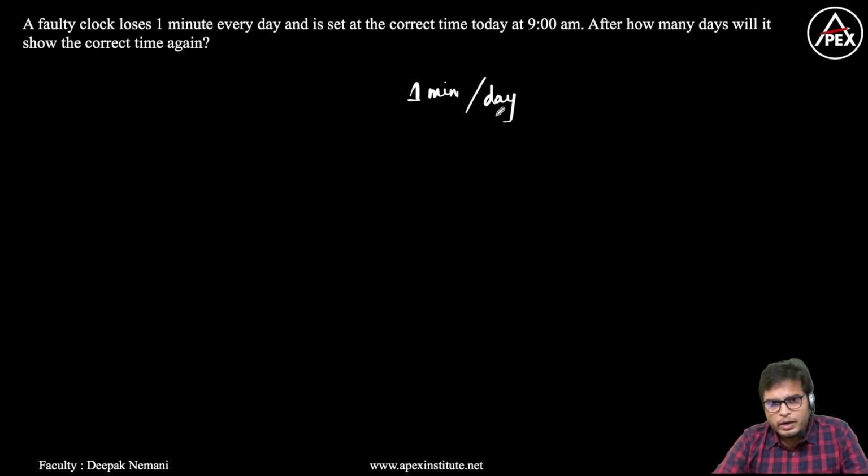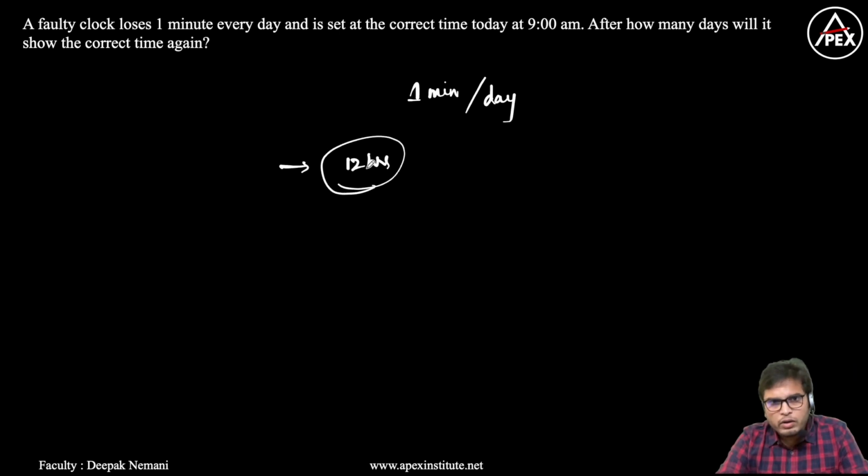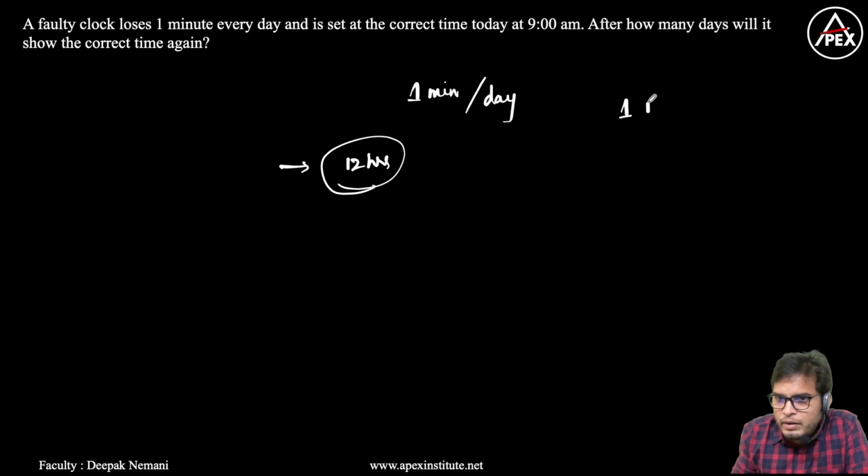Now when can a faulty clock which is losing time at a uniform rate be showing the correct time again? Now the logic is simple. Now that has to be slowed down by 12 hours, right? Now for any faulty clock, either it's gaining time or losing time at uniform rate, in order to show the correct time again, either it has to lose 12 hours or it has to gain 12 hours, right? Now this clock is losing 1 minute per day, right?